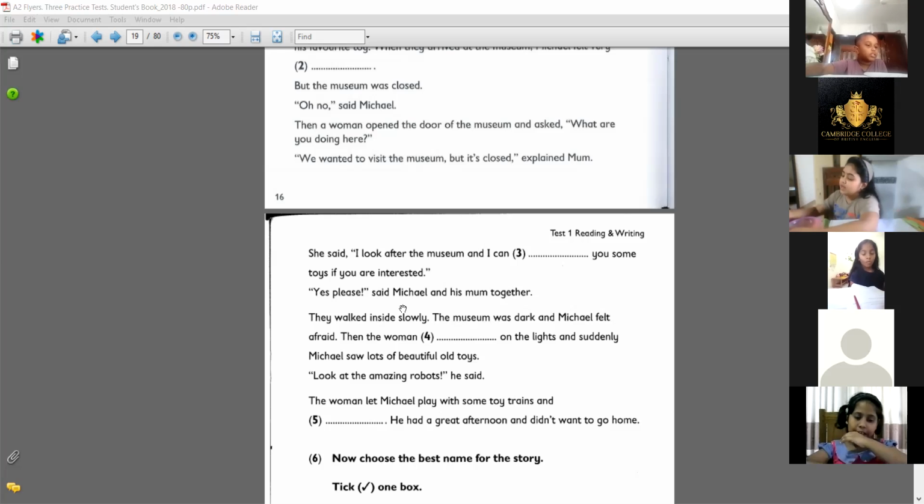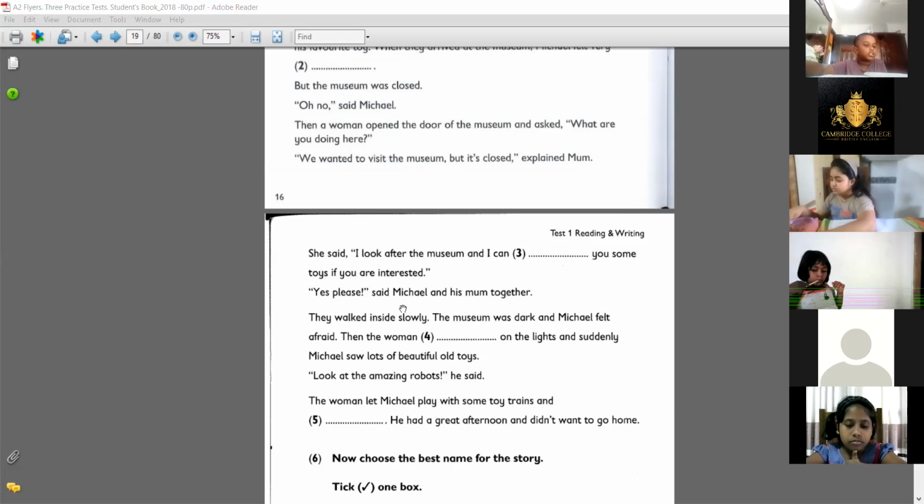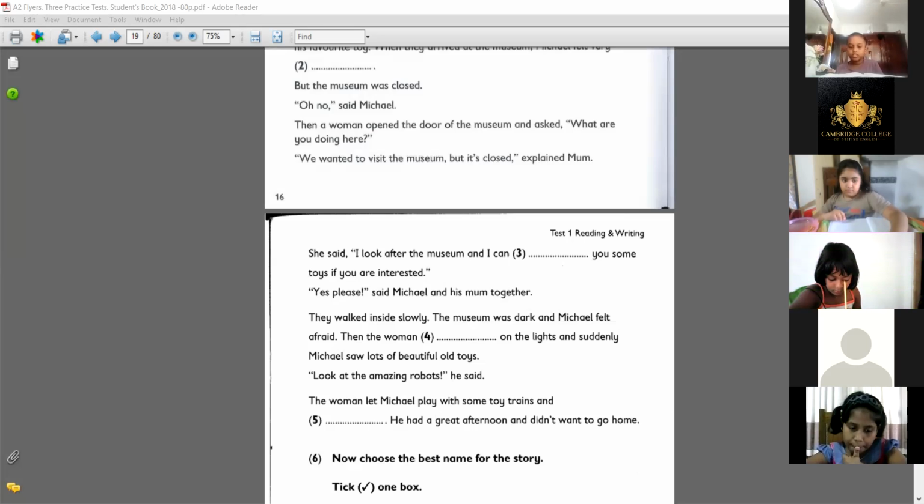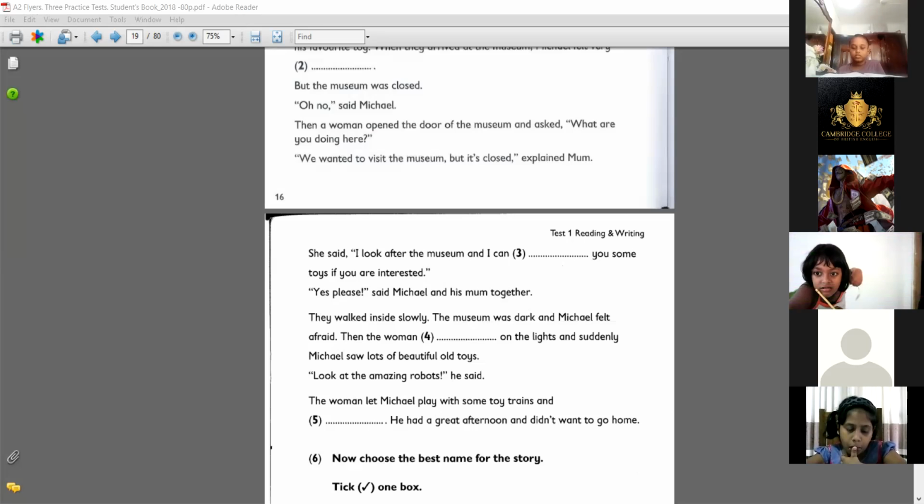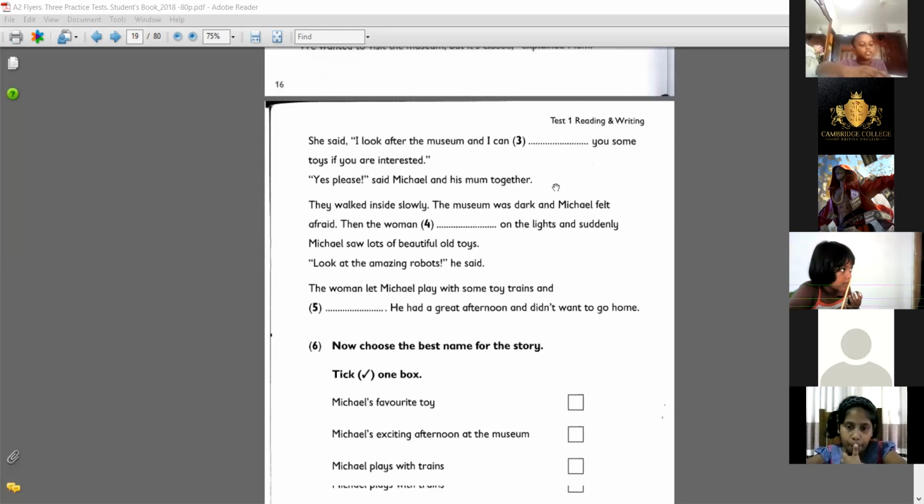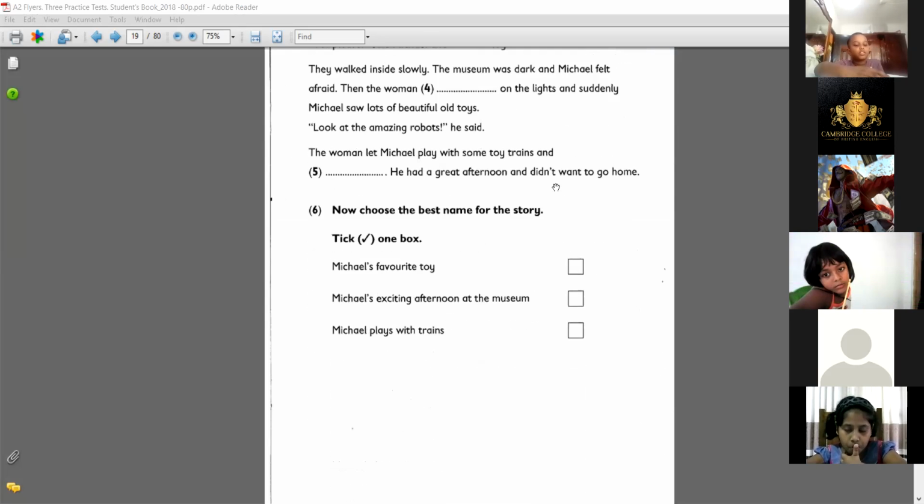They walked inside slowly. The museum was dark and Mitchell felt afraid. Then the woman turned on the lights and suddenly Mitchell... Look at the amazing robot, she said. The woman let Mitchell play with some trains and dinosaurs. Yes. And dinosaurs, she had a great afternoon and didn't want to go home.